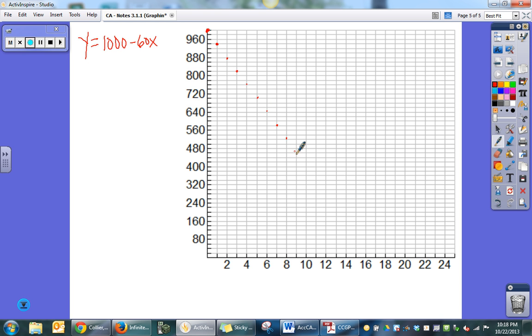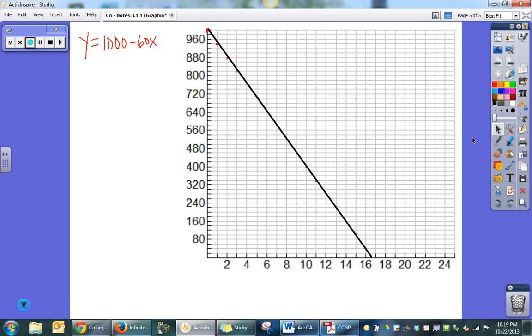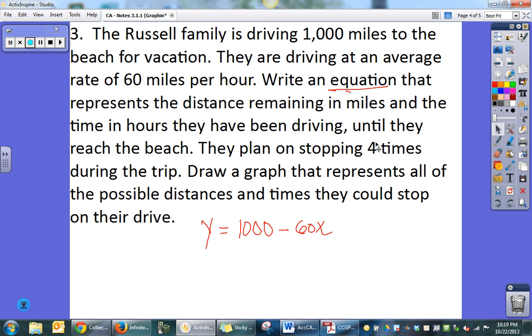Now, if you recall, the second part of our problem was talking about them making rest stops along the way, and it asked us to show or represent all of the possible stops or places to stop. So it says right here they plan on stopping 4 times. Draw a graph that represents all of the possible distances and times that they could stop on their drive.